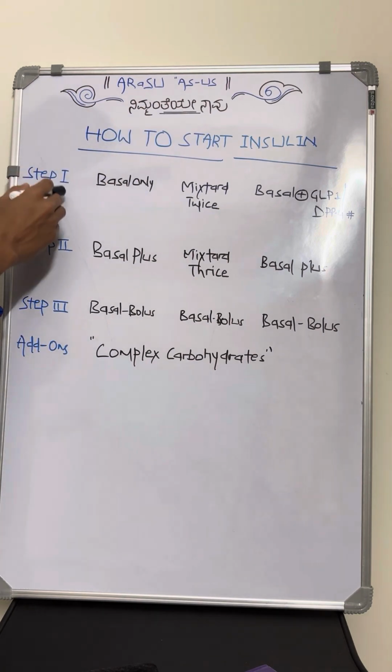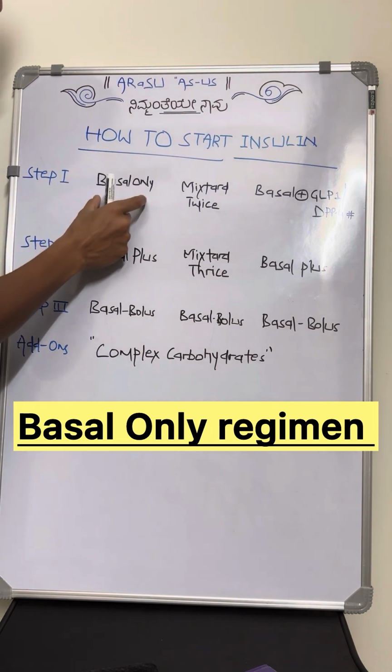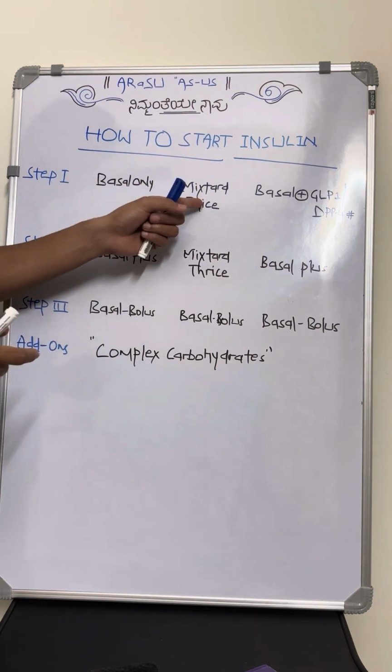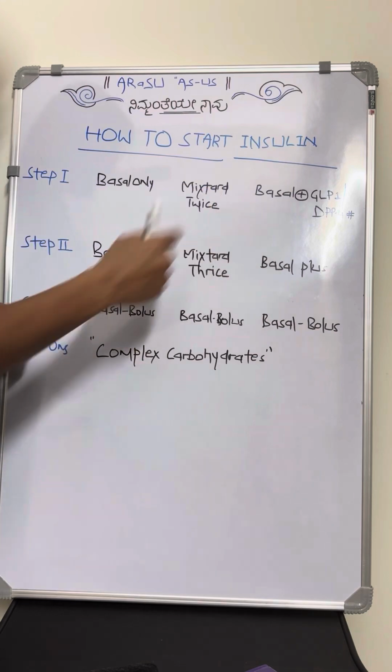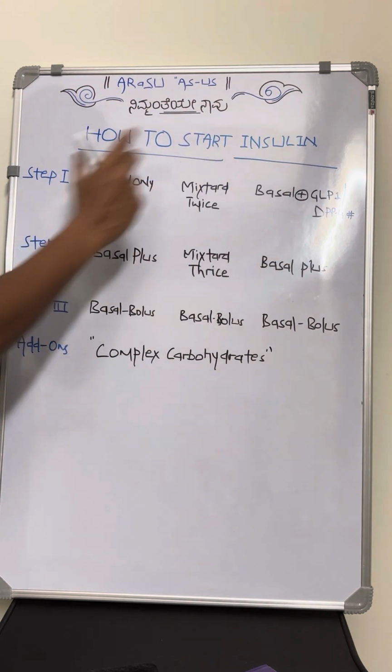So the first step is to consider basal insulin. We have to try with that. Otherwise, the next option is we can start on mixture, that is twice in a day, or we can also begin with basal plus 1 OHA, that is either DPP-4 inhibitor or GLP-1 analogs. So this should be the initial approach.